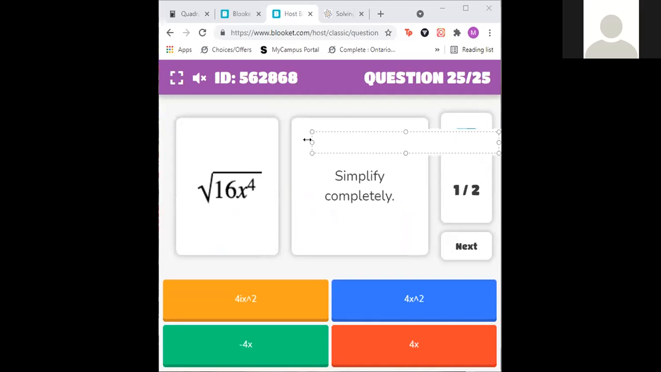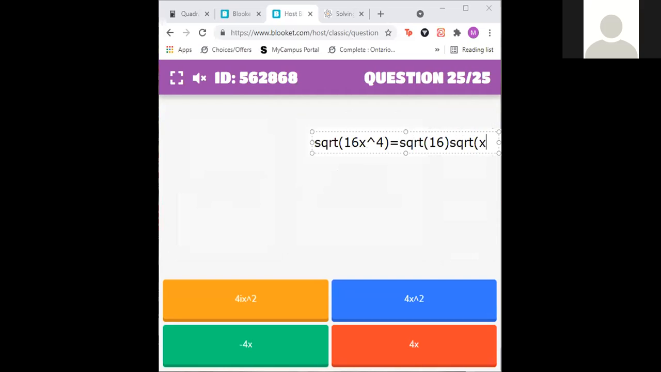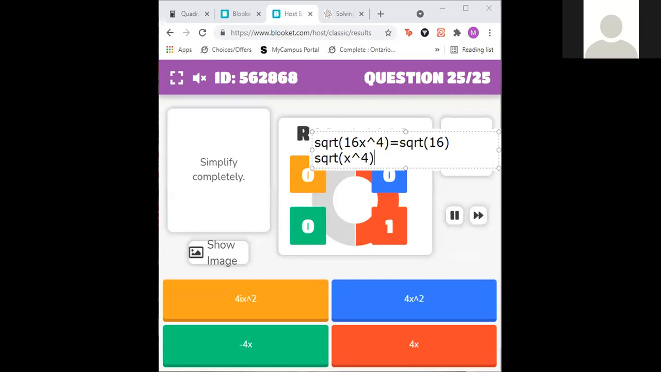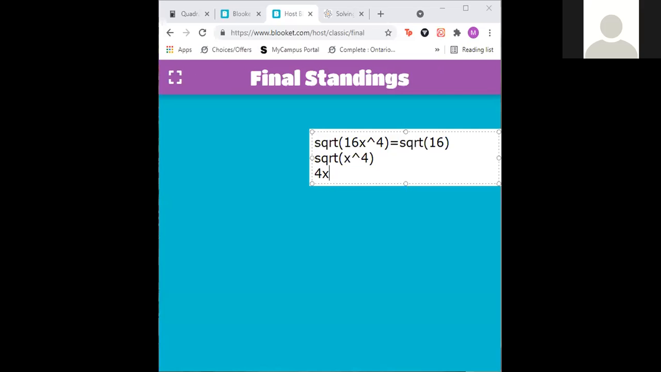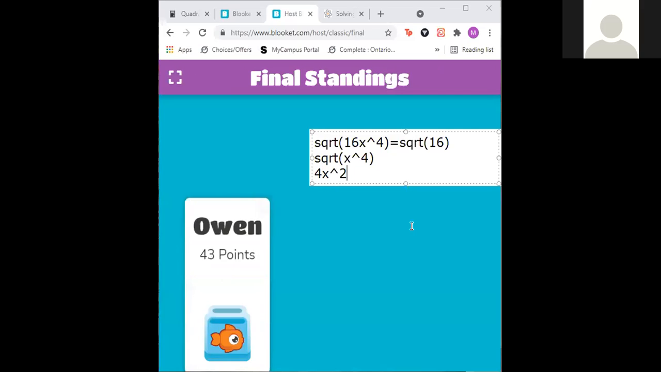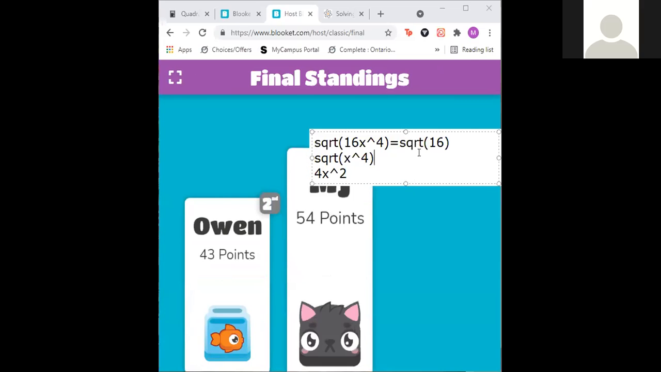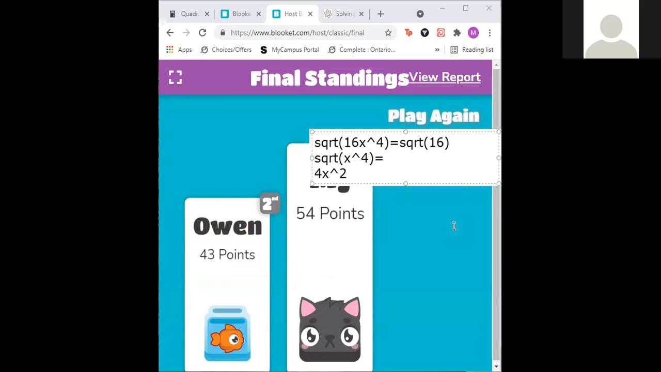Then here, it would be the square root of 16 times the square root of x to the 4. The square root of 16 is 4, and the square root of x to the 4 is just x squared. Good job. Great work on this.